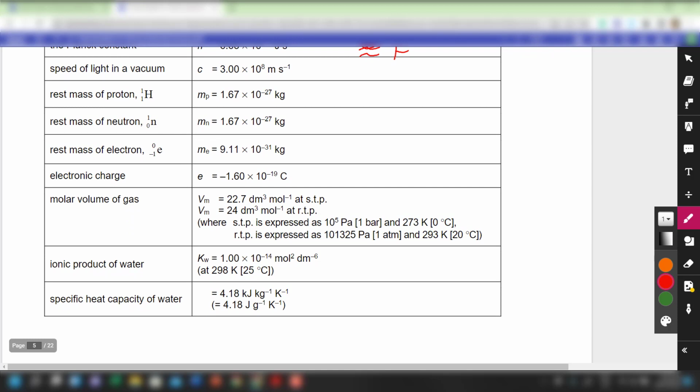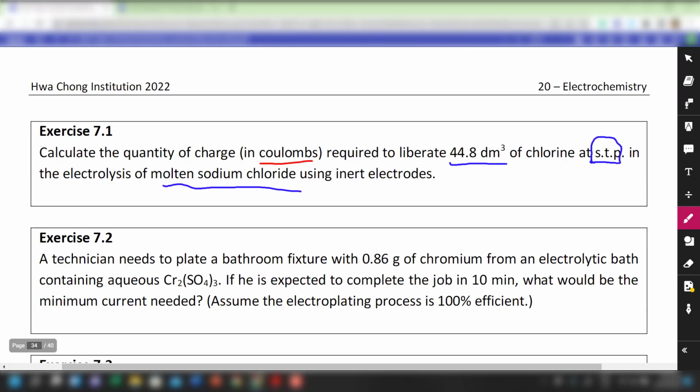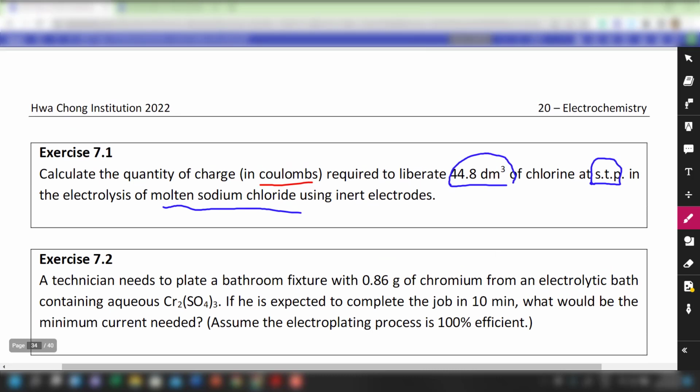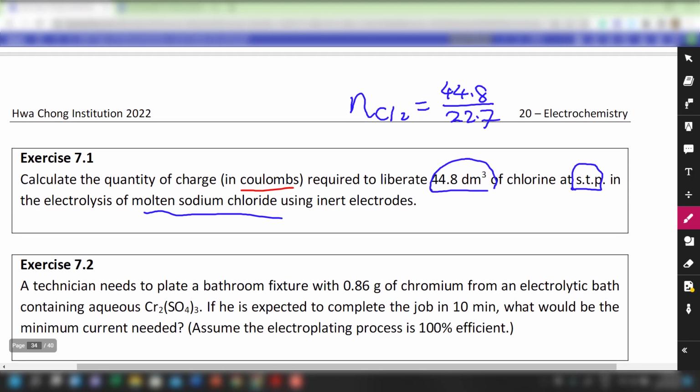Under STP conditions, the molar volume is 22.7 dm³. So from here, I think the first thing we need to do is to calculate the number of moles of chlorine produced. We can simply put down that the number of moles of chlorine is therefore equal to 44.8 divided by 22.7. You can refer to the data booklet if you want, or you can just work it out based on fundamentals.